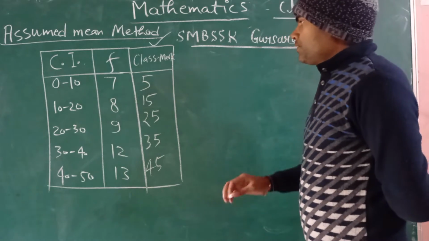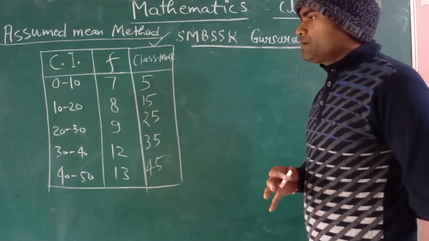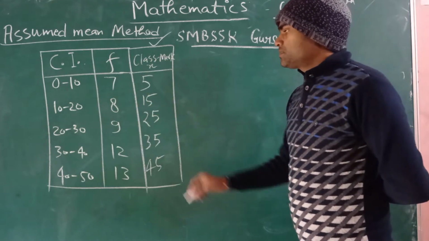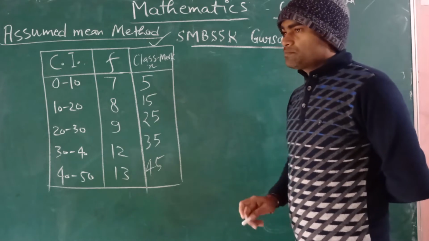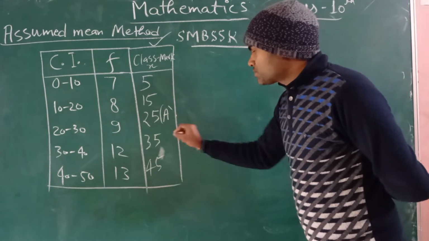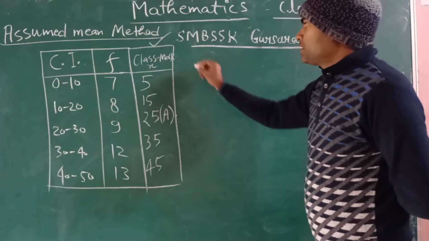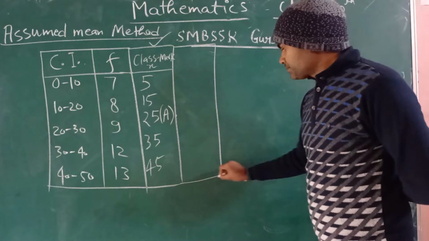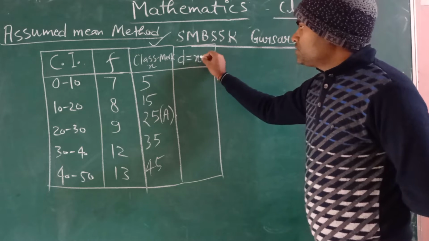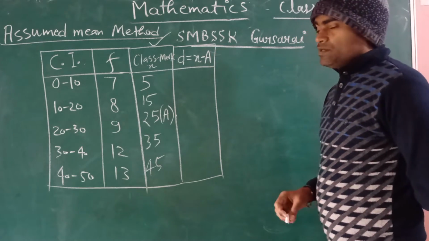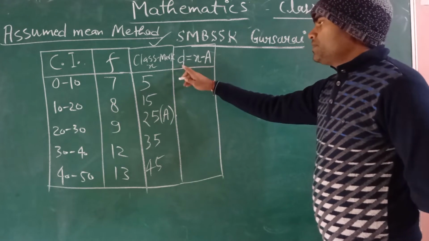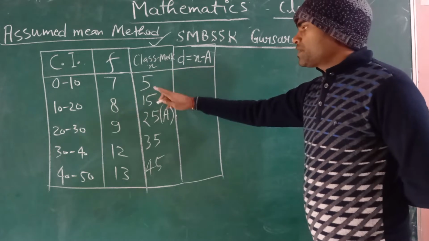Now in the previous lecture you have seen that in the direct method we multiply f by this class mark x, fx, and sigma fx upon sigma f is the mean. But in today's class we will assume this 25 to be a. Now we will find deviation d from each observation to the a. So deviation is given by x minus a.